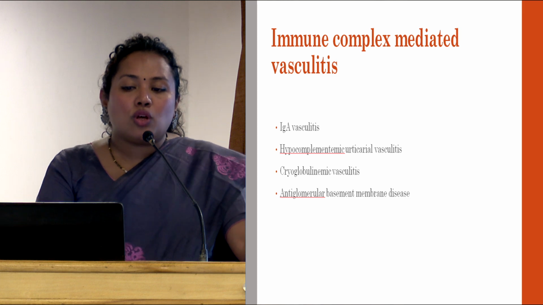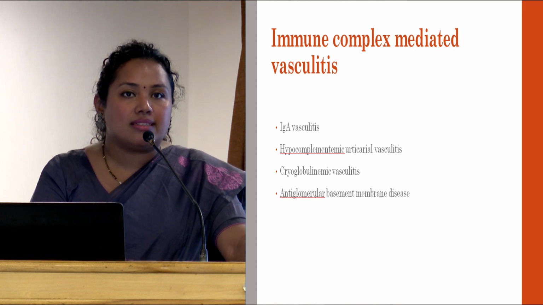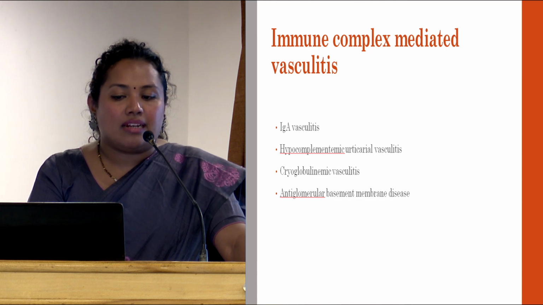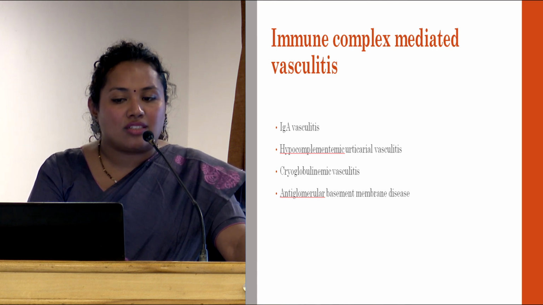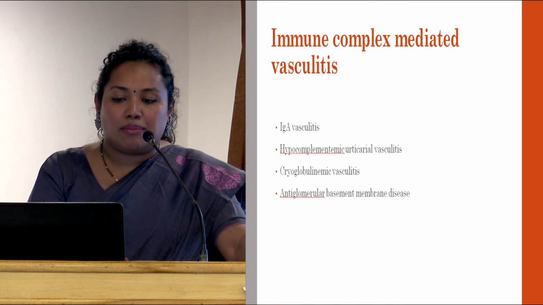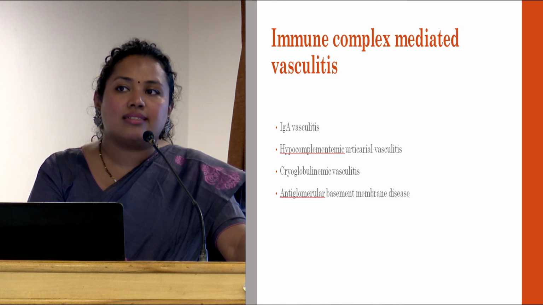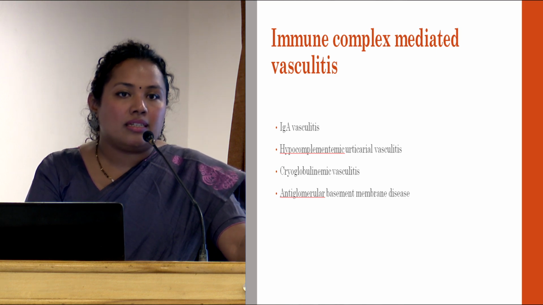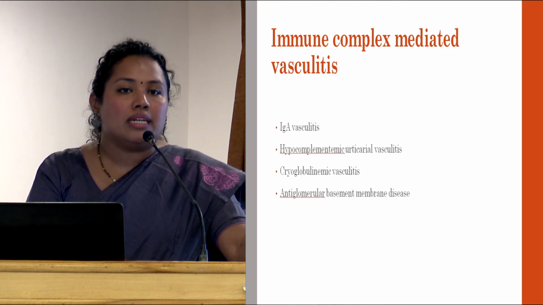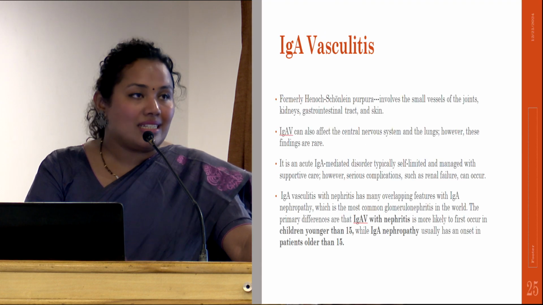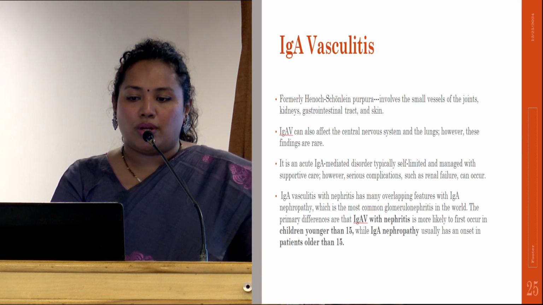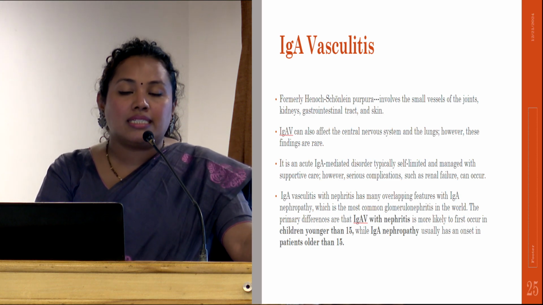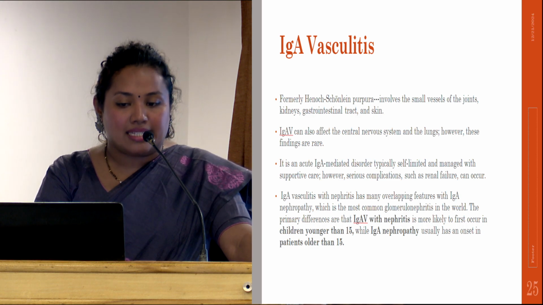Now moving to immune complex mediated vasculitis. This can be IgA vasculitis, hypocomplementemic urticarial vasculitis, cryoglobulinemic vasculitis and anti-GBM disease. So here there is an immune complex which is developed and it is deposited in the target organ, and this leads to the damage. So IgA vasculitis, I think we all know it as Henoch-Schönlein purpura, involves the small vessels of the joints, kidneys and the GI tract and skin.